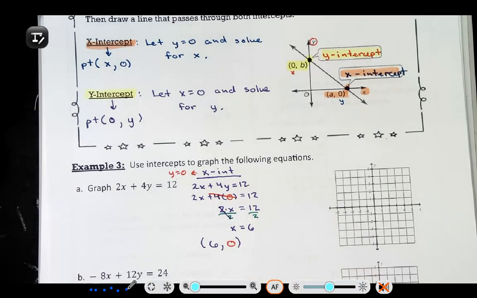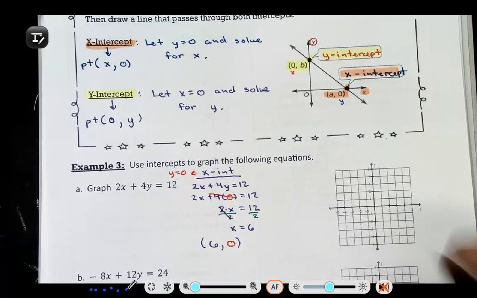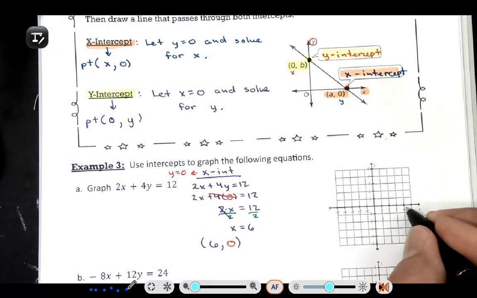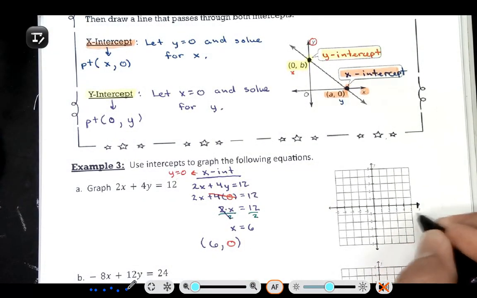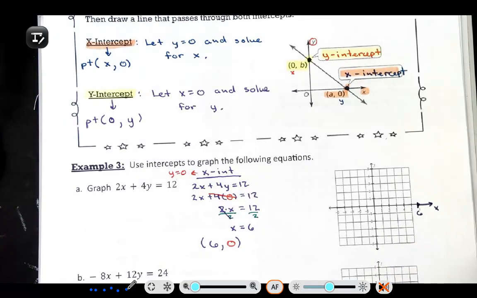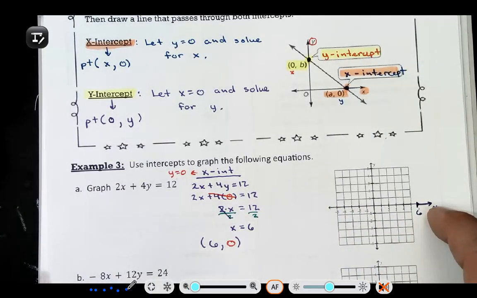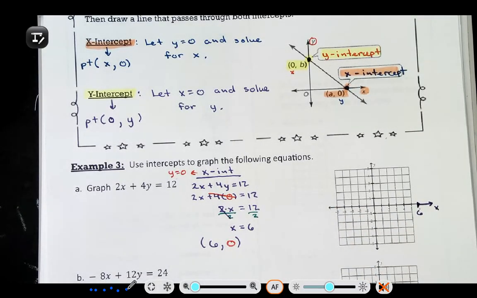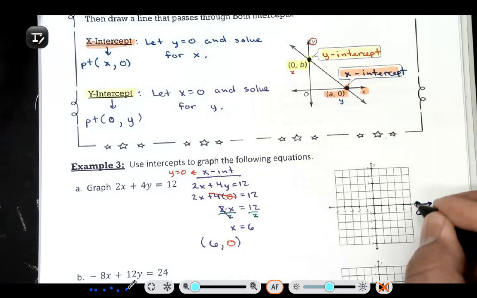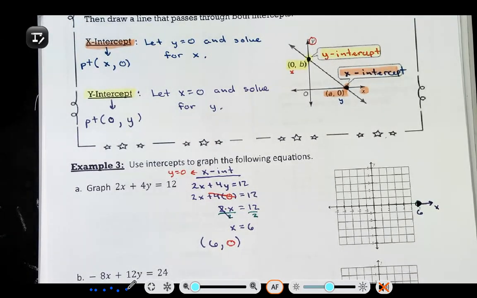Now I'm going to look for it over here. I know it's just off the grid. Look at that, (6, 0). 1, 2, 3, 4, 5. I'm going to say that is 6 right there. In fact, I'm going to stretch out the little line right here. Remember, this is the x-axis. This number needs to be on the x and nowhere else. That's where I'm going to put our first dot. That's my x-intercept right there.